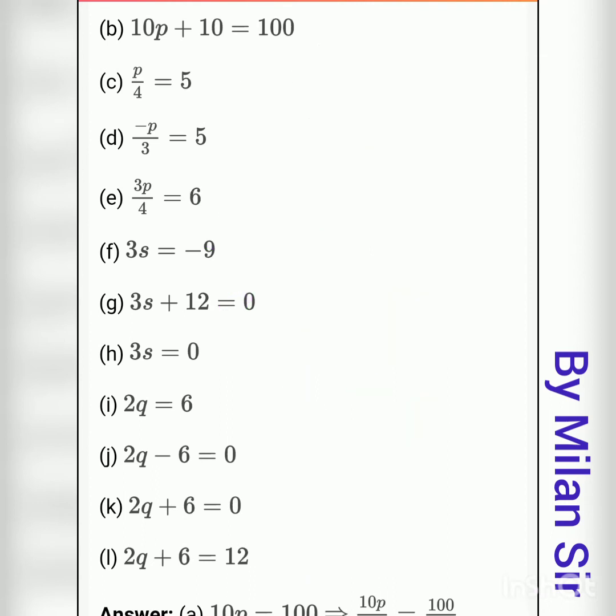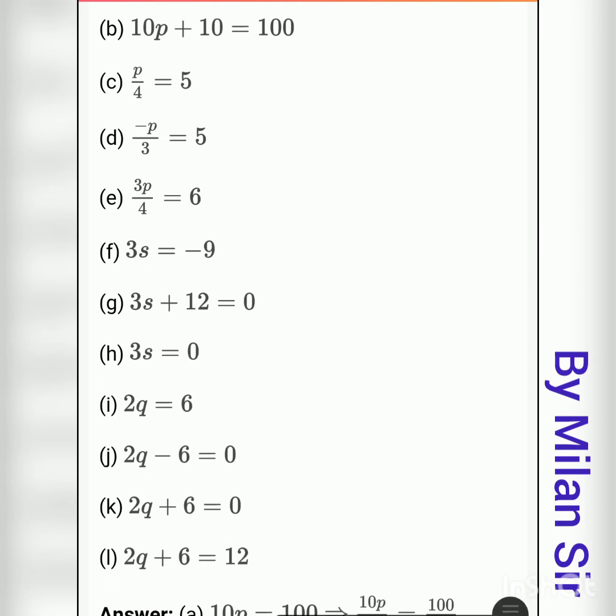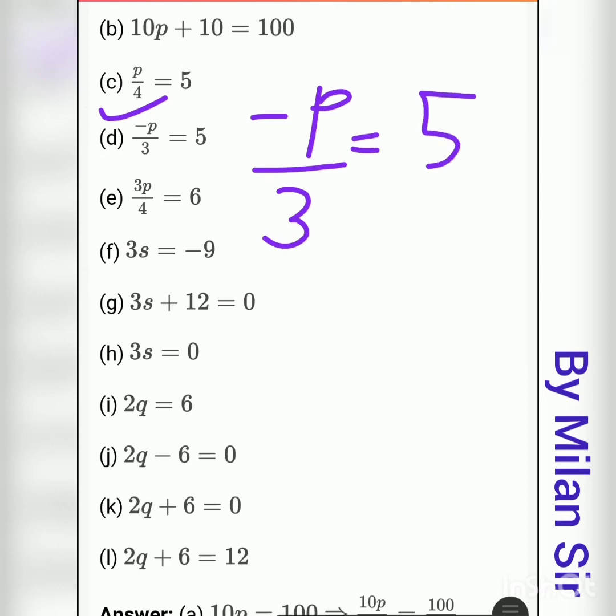Okay, p by 4 is equal to 5. Transfer this 4 here, it goes to the numerator, that means multiply with 5. So 5 4s are 20. Similarly, question number D, minus p divided by 3 is equal to 5.